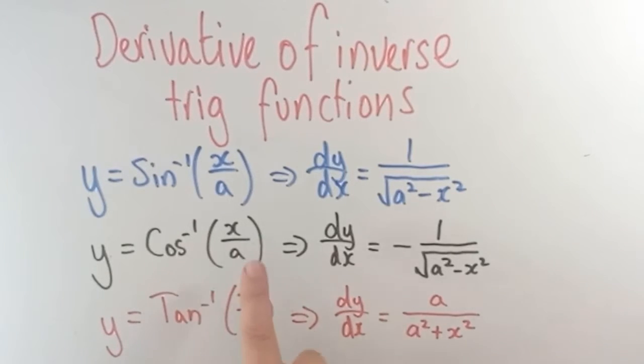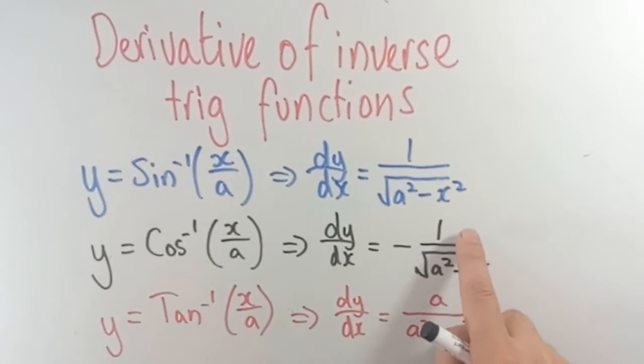Okay, same for inverse cos. If we had x on a, let's call it 5 in this case, then dy/dx is negative 1 on the square root of a squared minus x squared. So we'd have 25 minus x squared. Finish. Okay, what if we have y equals inverse tan of x on a, then dy/dx is a on a squared plus x squared.